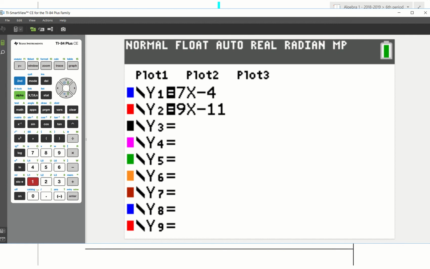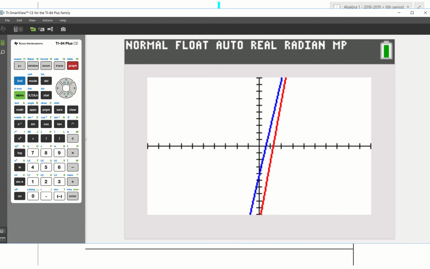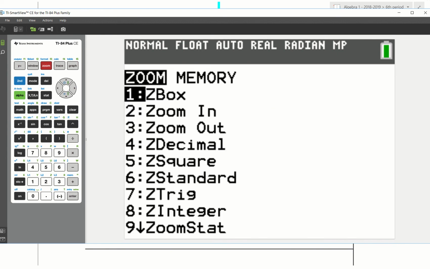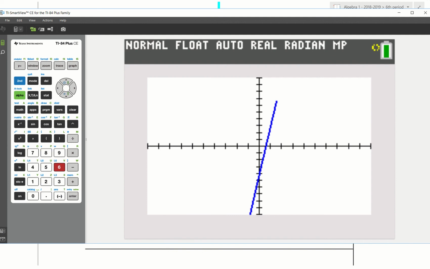Now, press the graph button. That's in the top right-hand corner of your calculator. You should see 2 lines. Now, here's what I want everybody to do. Press the zoom button for me. It's in the middle of the top. And then press 6. That's going to take you back to your normal window.